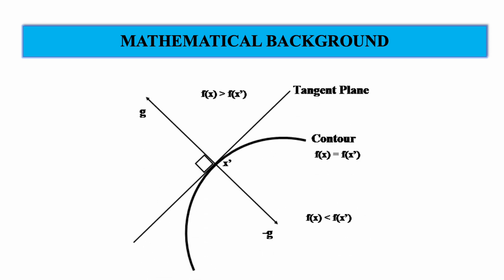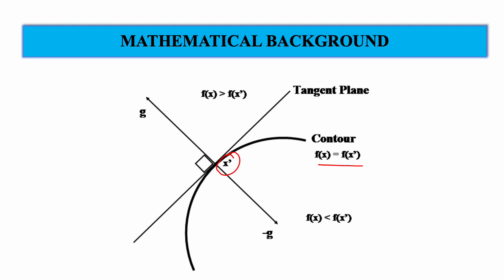Now here is the interpretation of gradient. So we have this function f(x) passing through this x'. The equation of this contour is f(x) equals f(x'). Now at x' we will draw a tangent line. This tangent line at x' can be thought of as a linear, affine approximation of the function at x'.